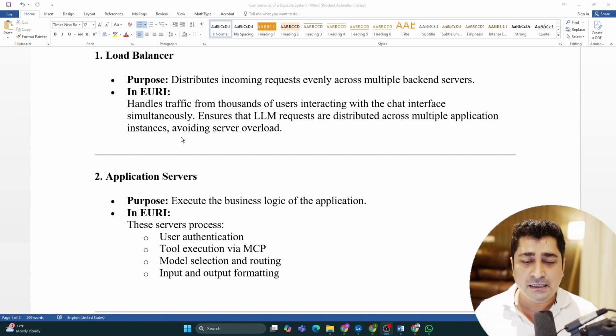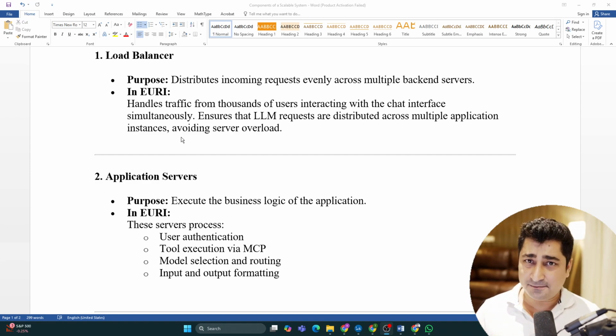As we all know, a URI is a chat system which can receive queries from multiple users at a time. In a single second itself, it may receive queries from multiple users. And it can't say, no, just wait for 1 minute, I'll answer your query, I'm answering someone else's query. It is supposed to give a response immediately to all the users, right? So how will it be able to do that?